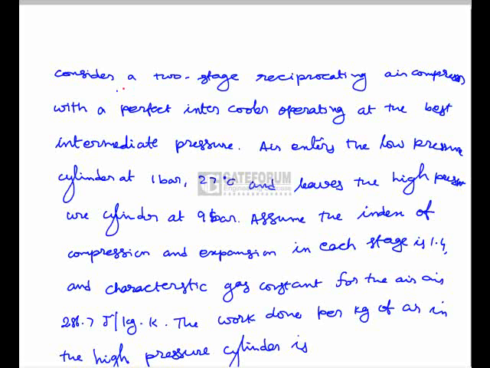Consider a two-stage reciprocating air compressor with a perfect intercooler operating at the best intermediate pressure. Air enters the low pressure cylinder at 1 bar, 27 degrees centigrade, and leaves the high pressure cylinder at 9 bar. Assume the index of compression and expansion in each stage is 1.4 and the characteristic gas constant for the air is 286.7 joule per kg Kelvin. The work done per kg of air in the high pressure cylinder is.